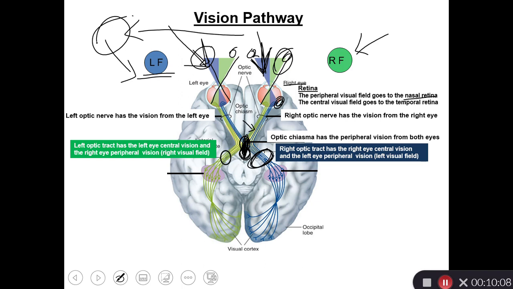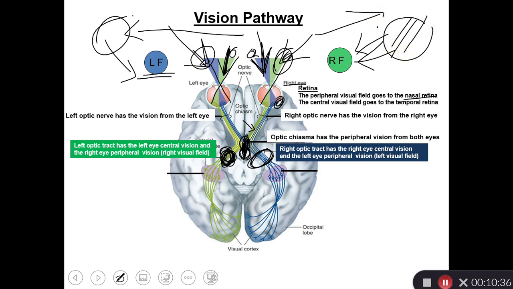On the other hand, the green one here, which is the left optic tract, has the right vision field, which is here in green color. So it has the central vision from the eye on its side, which is the left eye, and the peripheral vision from the right eye. So it has your right vision field. When you look to your right side, your left optic tract has that vision. So again, we have optic nerve, then optic chiasma, then optic tract.